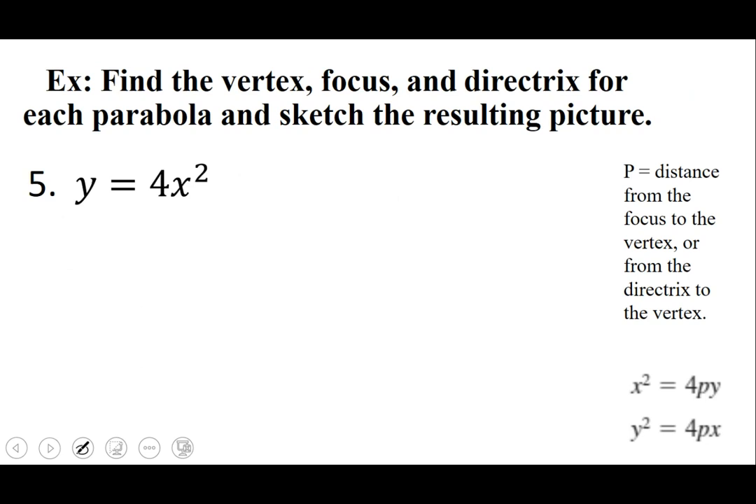So those are the very first questions you should ask yourself. Which way is it pointing? And then you obviously have to be able to get a little bit more specific. So for the rest of the examples, of which there are quite a few, you are going to graph by finding the vertex, the focus, the directrix, and then sketching the resulting picture.